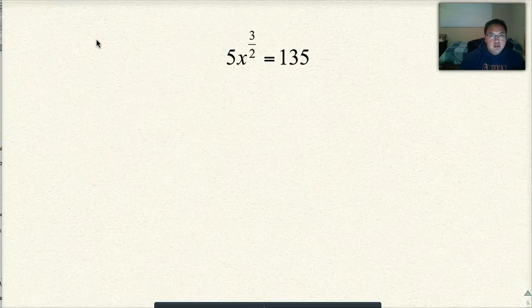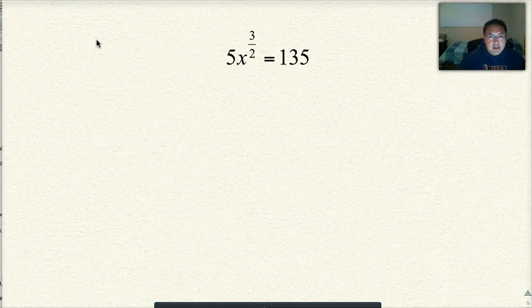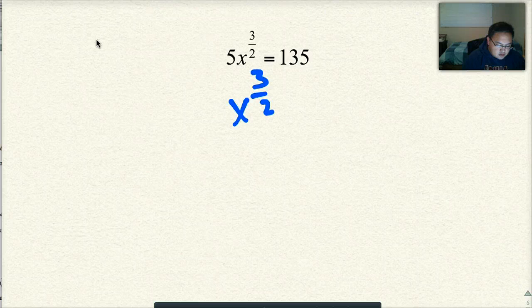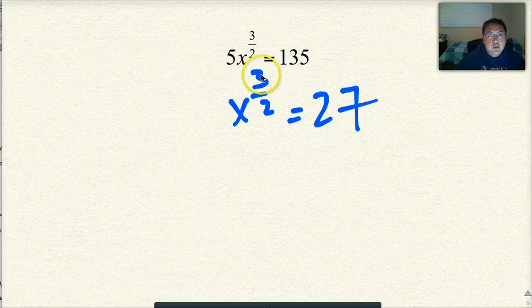If I move on to this one, again, I need to get that term by itself, so the first thing before I start is divide both sides by 5. This becomes x to the 3/2, and dividing both sides by 5, I get 27, like so. So all I did was divide both sides by 5. Okay. Now this is by itself.